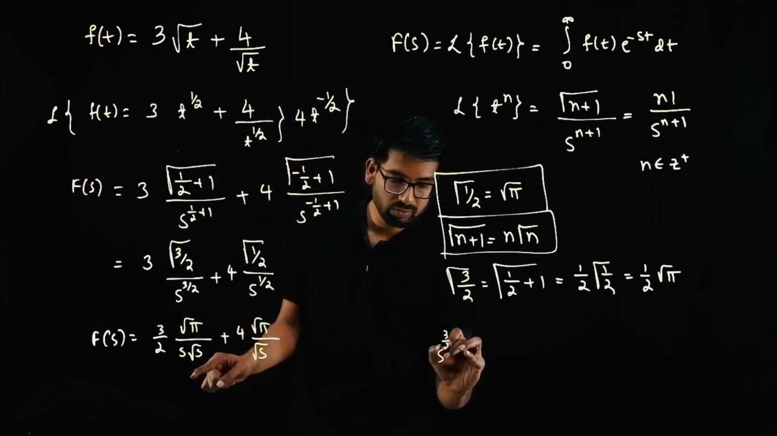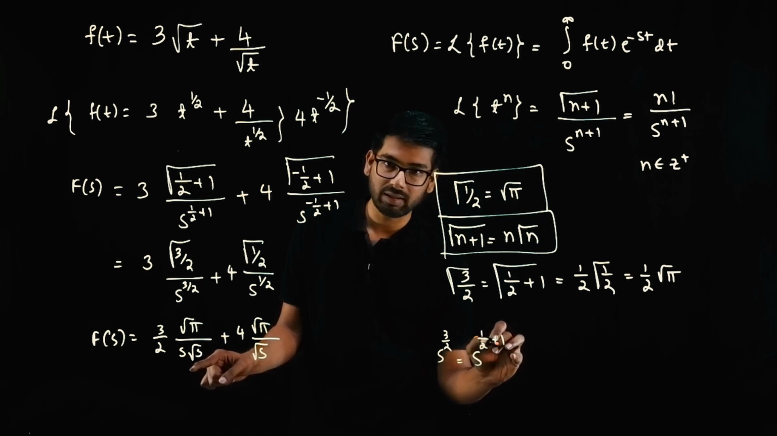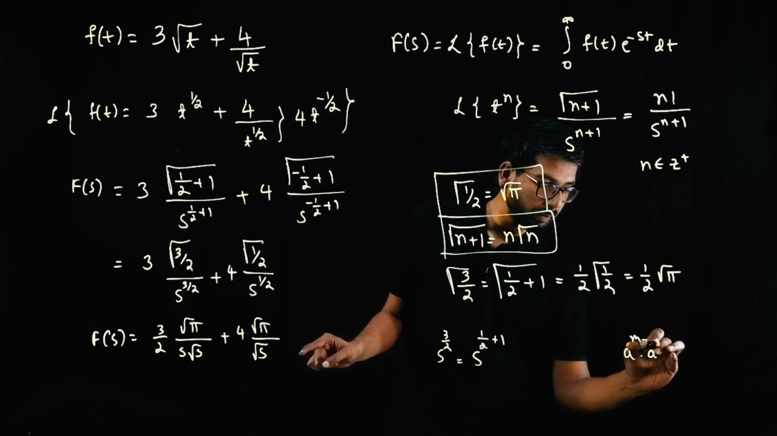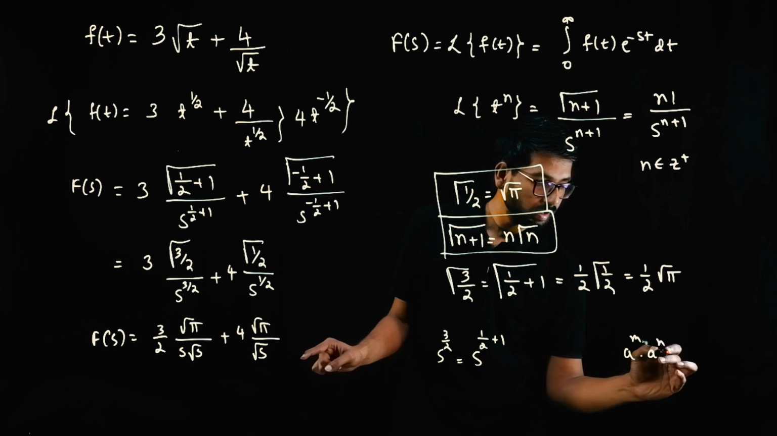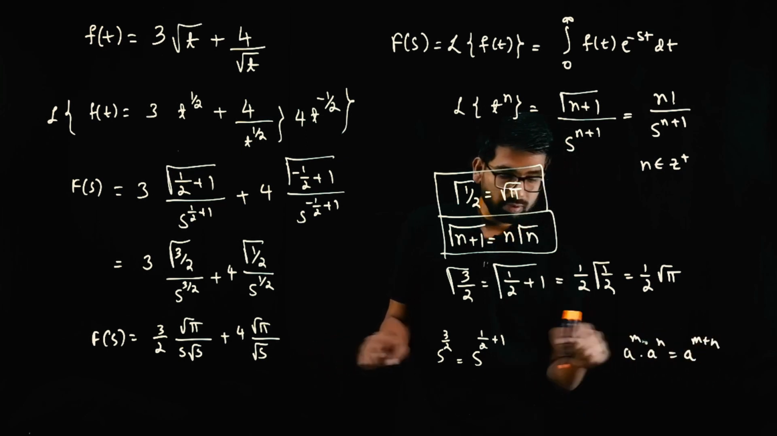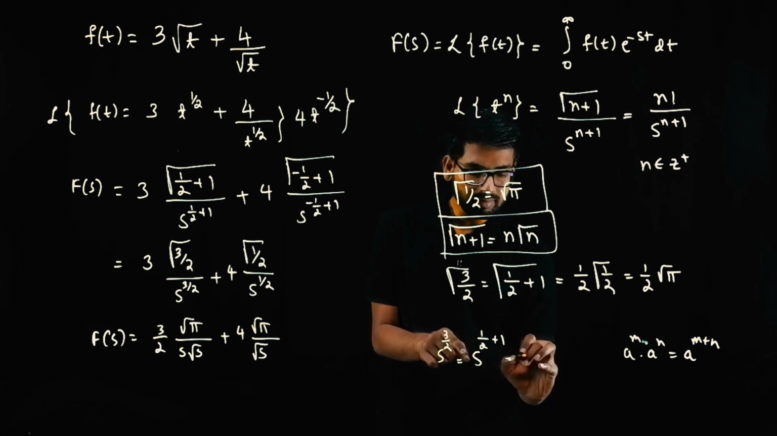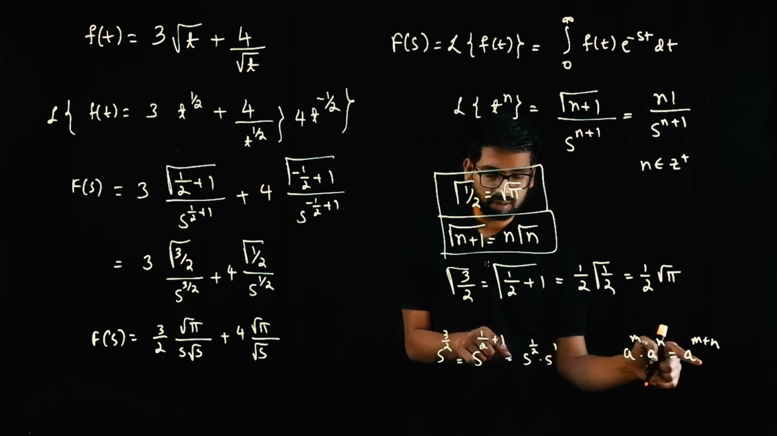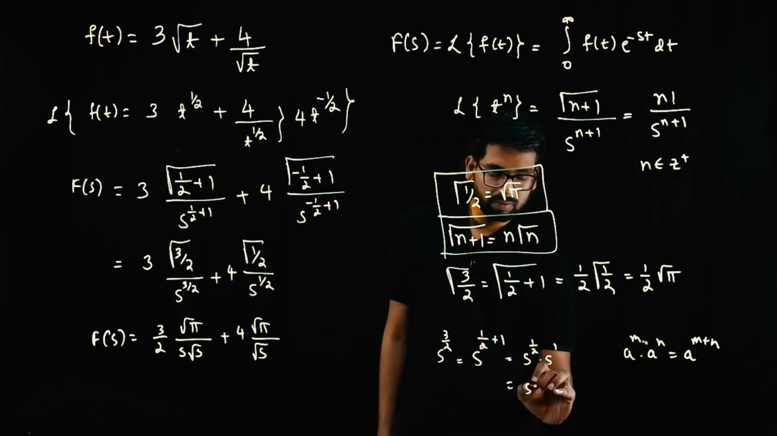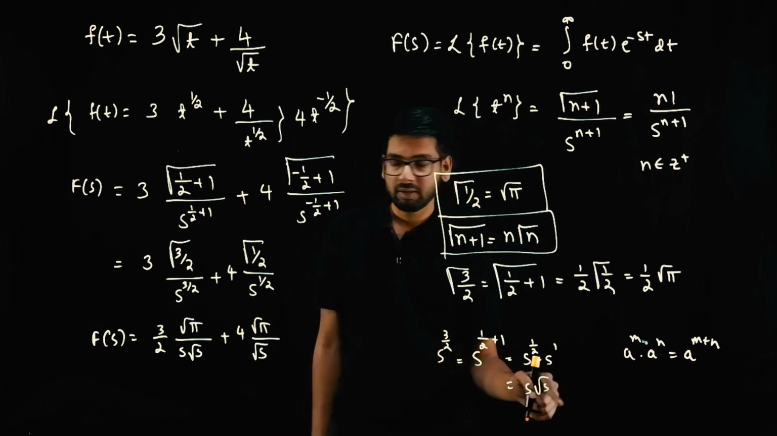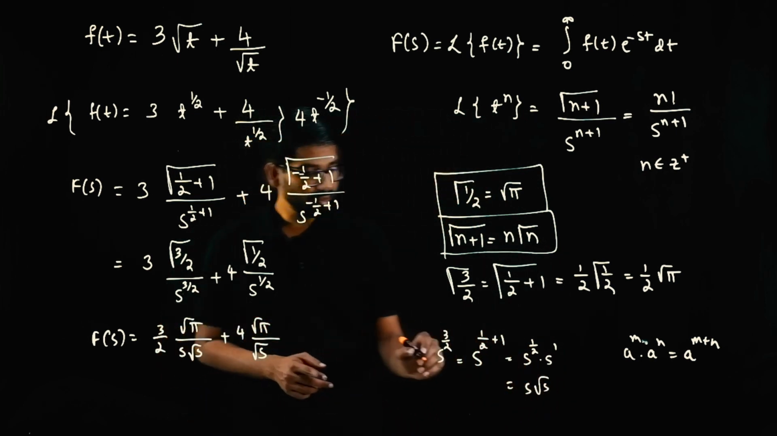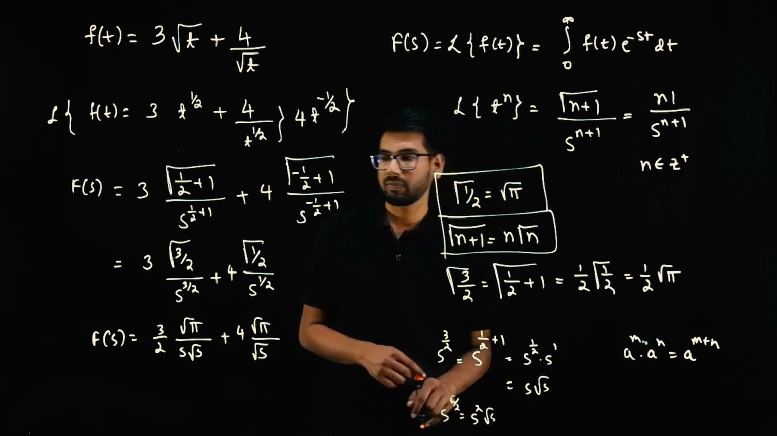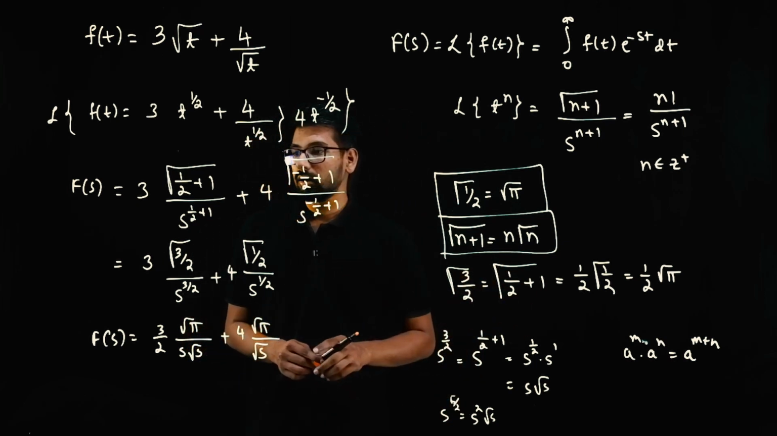So s power 3 by 2 can be written as s power 1 by 2 plus 1, right? And you know a power m into a power n, if the bases are same, you can add the power. So here I have powers added, right? So I can write this as s power 1 by 2 into s power 1. Okay, using this law of exponent, I can write like this. So s power 1 is s, s power 1 by 2 is square root of s. So s power 3 by 2 is s square root of s. That's how I have written it here. Okay. Similarly, s power 5 by 2 will be s squared root of s. Okay. So that I leave you to get.